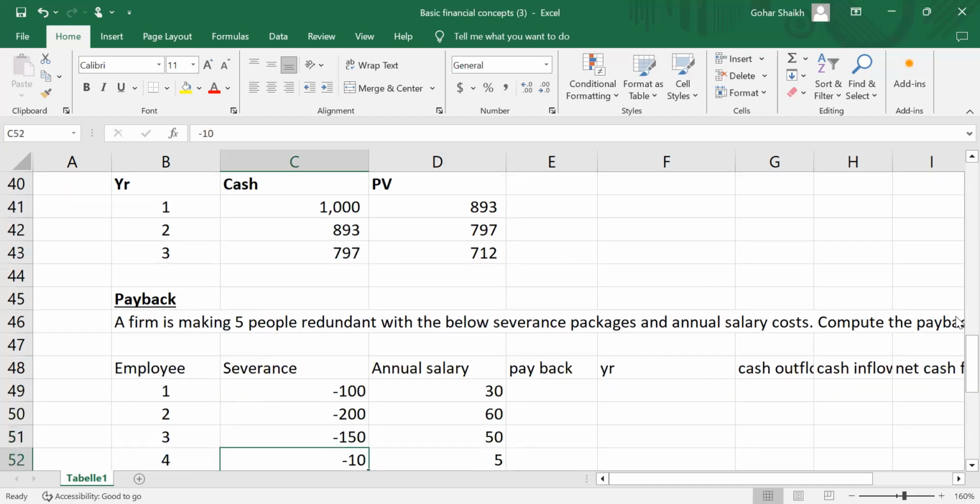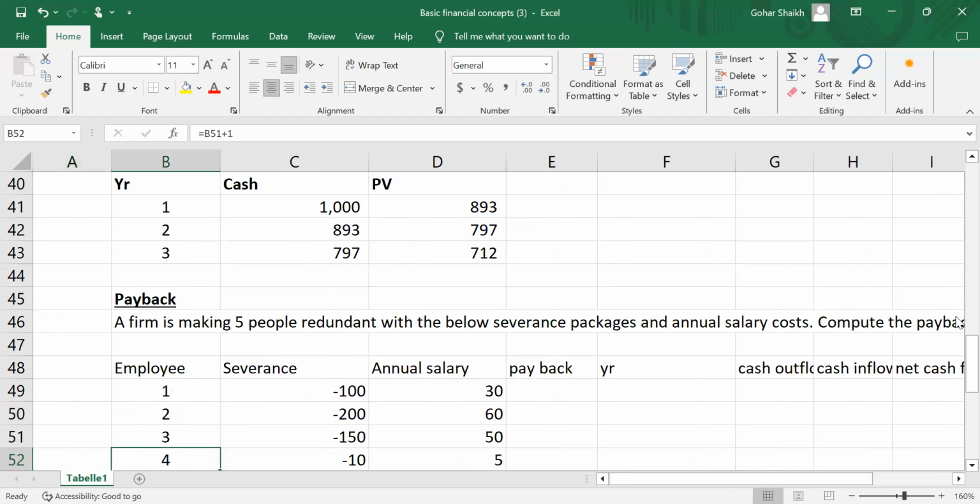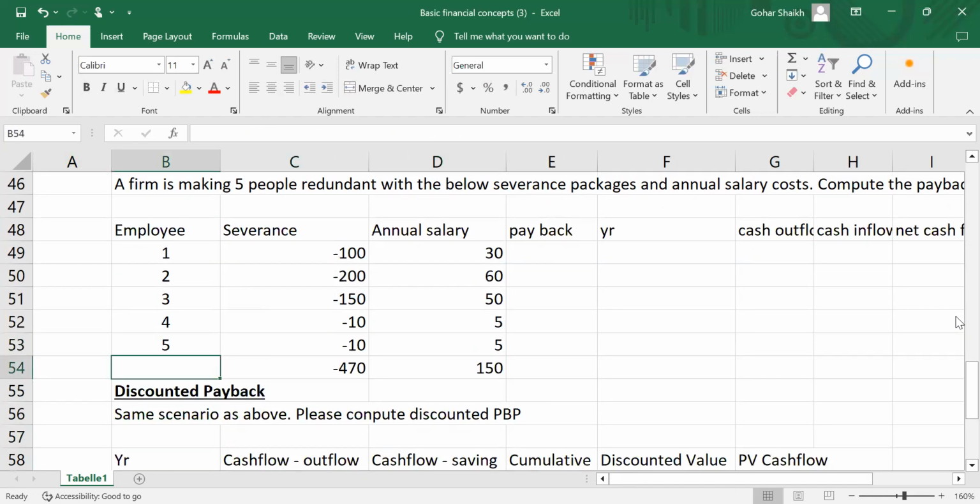A firm is making 5 people redundant in the below severance packages and annual salary cost. Compute the payback period. So the total severance is 470 and the annual cash flow is 150.